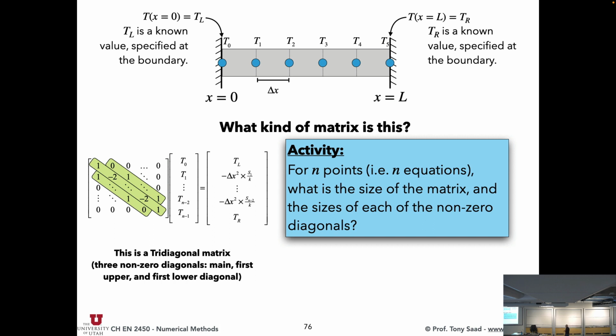So for 6 equations, we had a 6x6 matrix, right? Again, for the matrix to be well posed, you need to have the same number of equations as unknowns. So for n points, that means n equations. What is the size of the matrix? And what is the size of each of the non-zero diagonals? How many entries are in the matrix? How many in the main diagonal? How many in the first upper? How many in the first lower? Just count the entries, whether they're zero or not. Is it 15, is it n minus 1, is it 2n, how many entries?